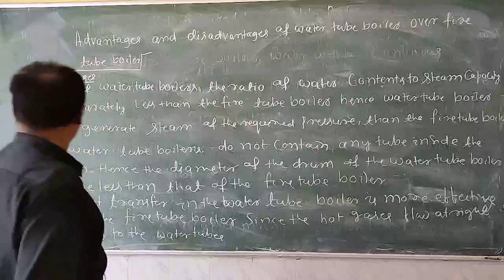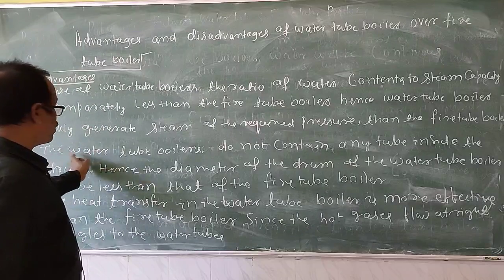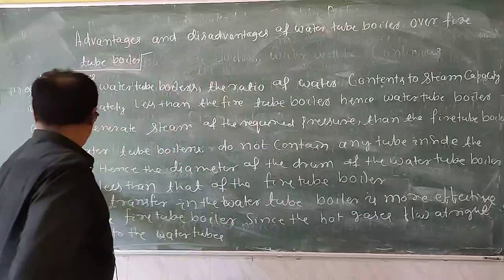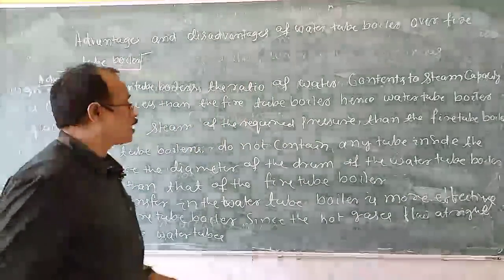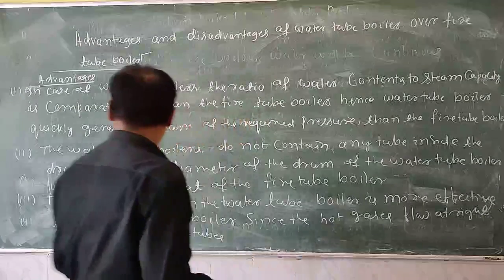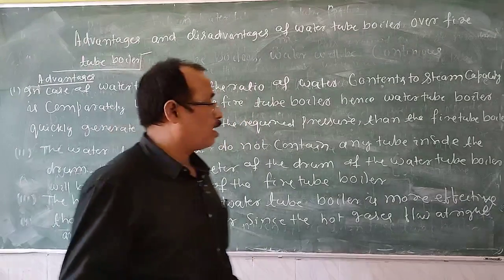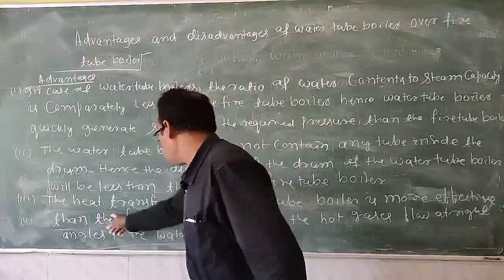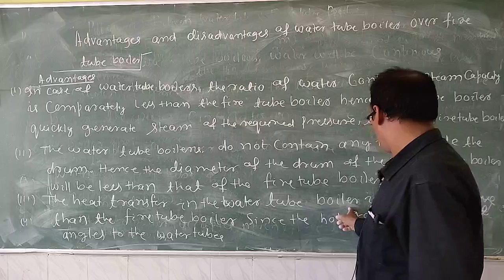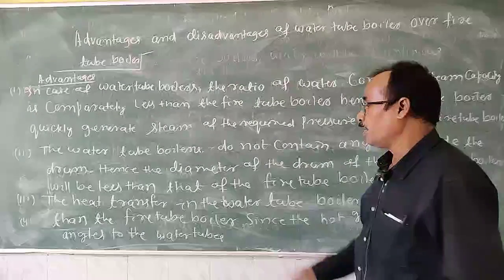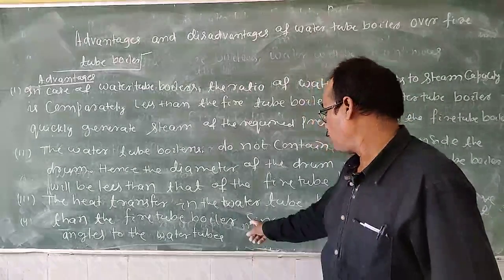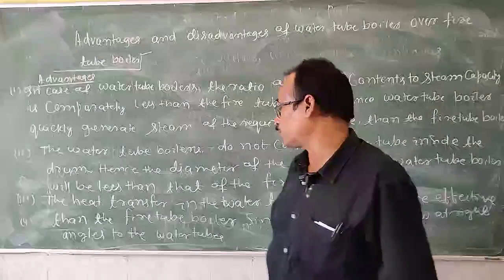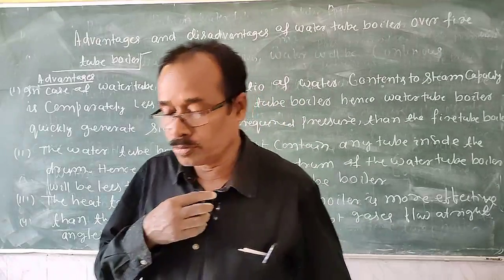Second one is, water tube boilers do not contain any tube inside the drum. Hence, the diameter of the drum of the water tube boiler will be less than that of the fire tube boiler. Third one is, the heat transfer in the water tube boiler is more effective than in the fire tube boiler, since the hot gases flow at right angles to the water tubes.